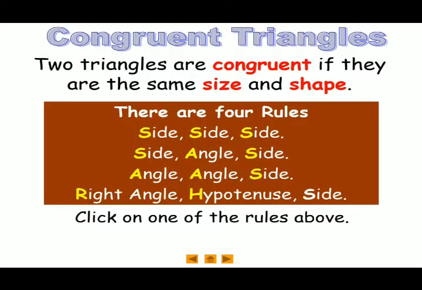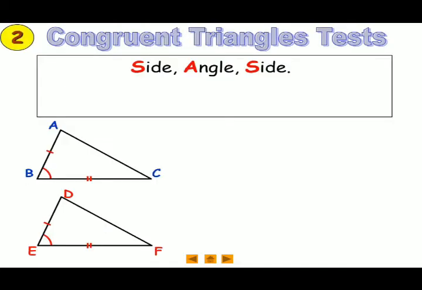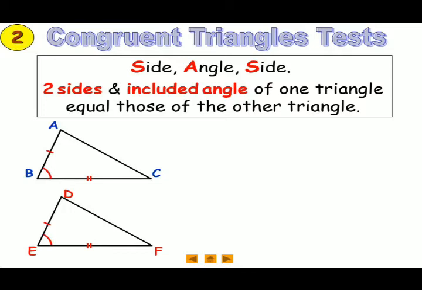Next rule will be side, angle, side. So congruent triangle test, side, angle, side. Two sides and the included angle of one triangle are equal to those of the other triangle. Here we will talk about two sides and the angle which is between those two sides. If these three are equal, side, angle and side, then both the triangles are congruent.